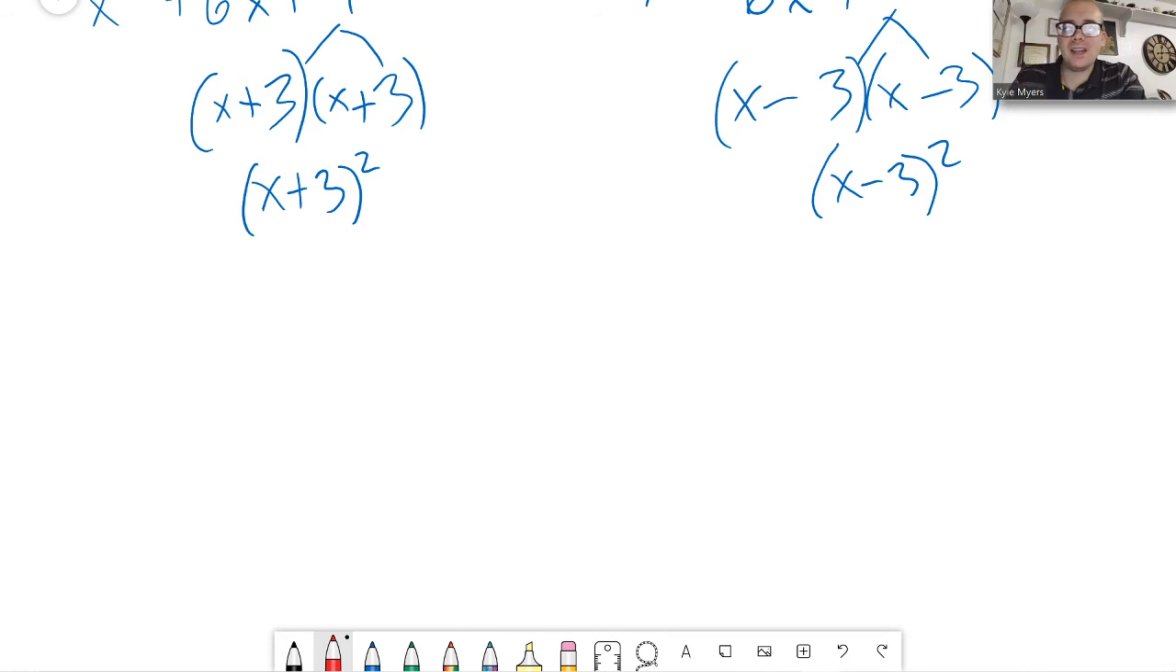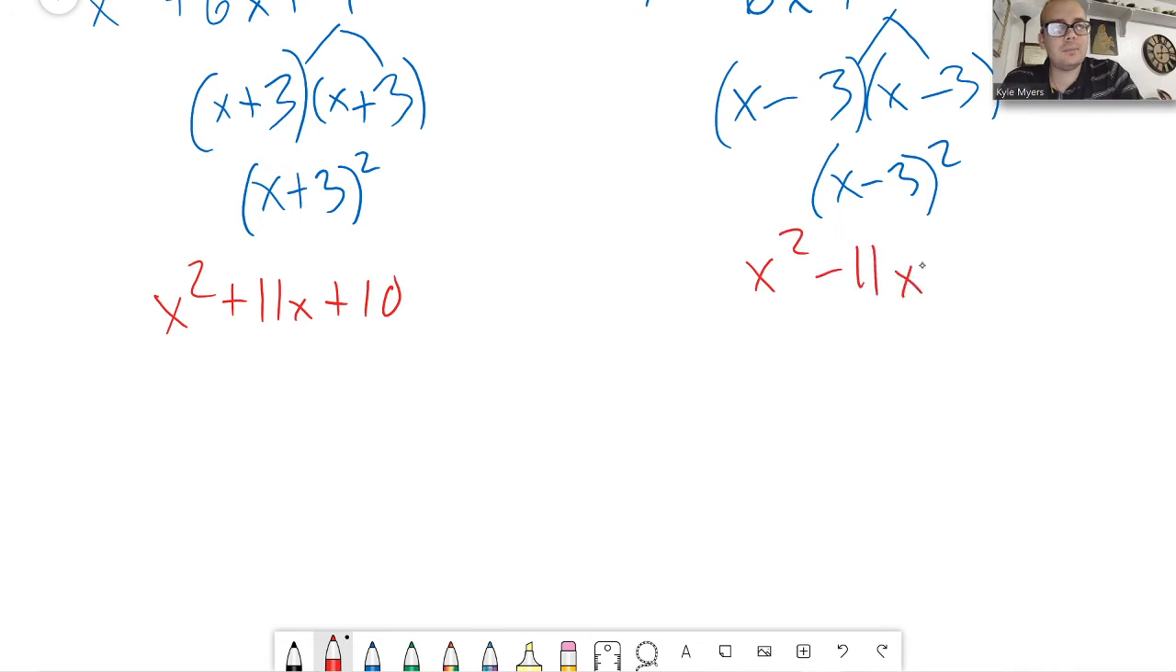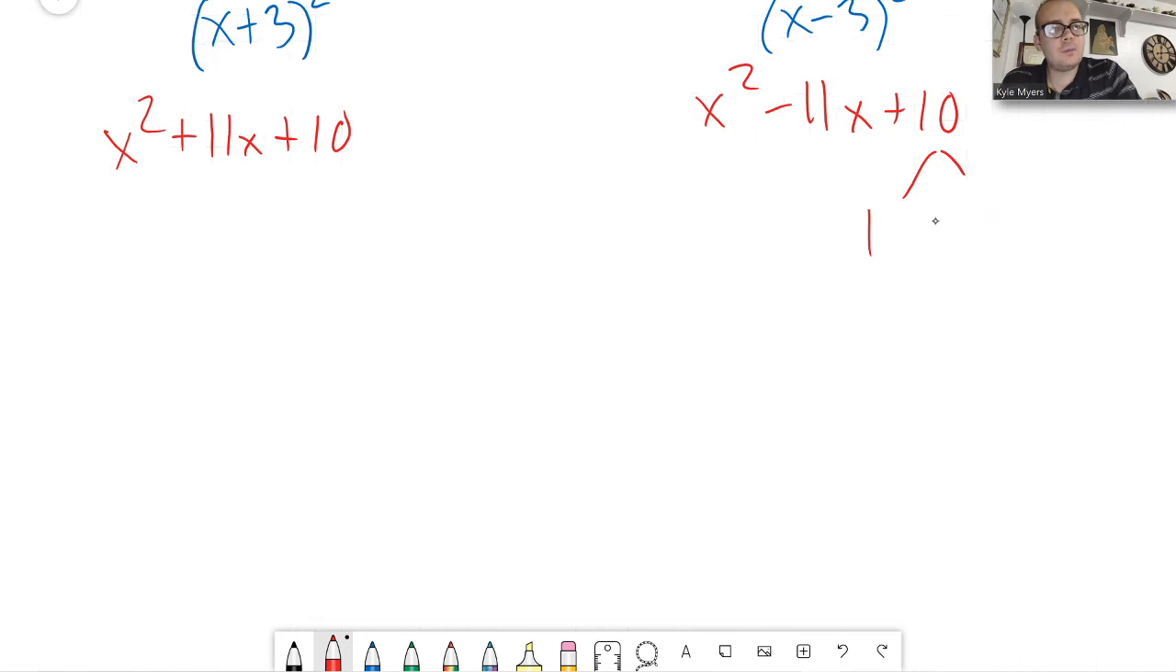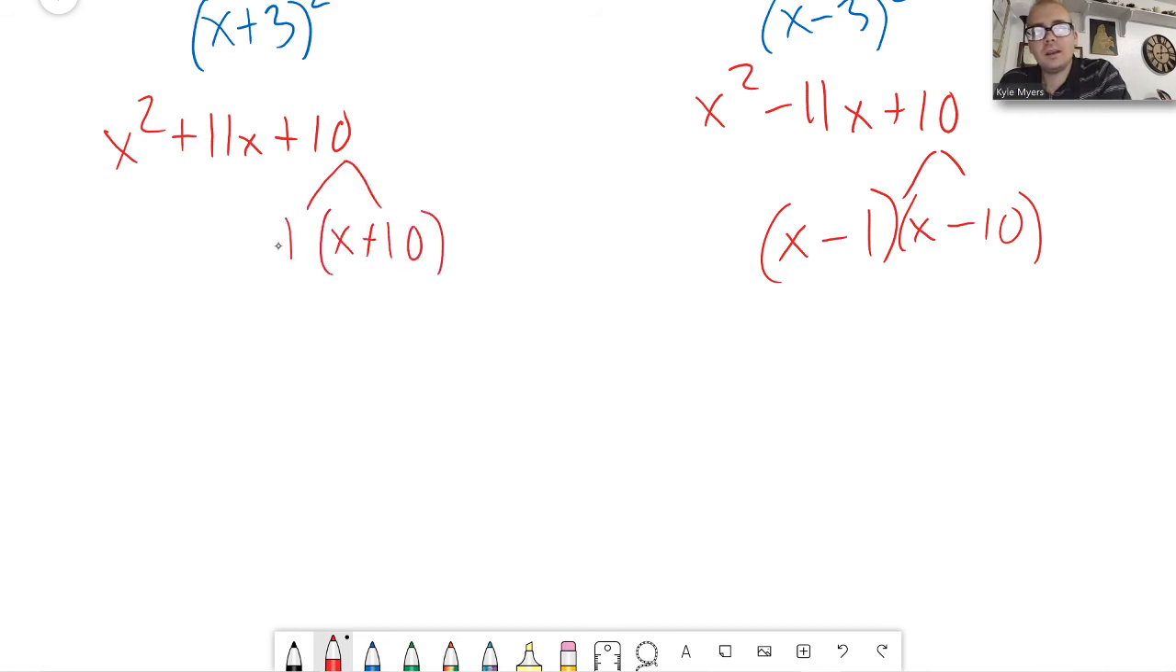Next up we have 10. X squared plus 11x plus 10. X squared minus 11x plus 10. So we have 1 and 10 minus minus. Here we have 1 and 10 plus and plus.